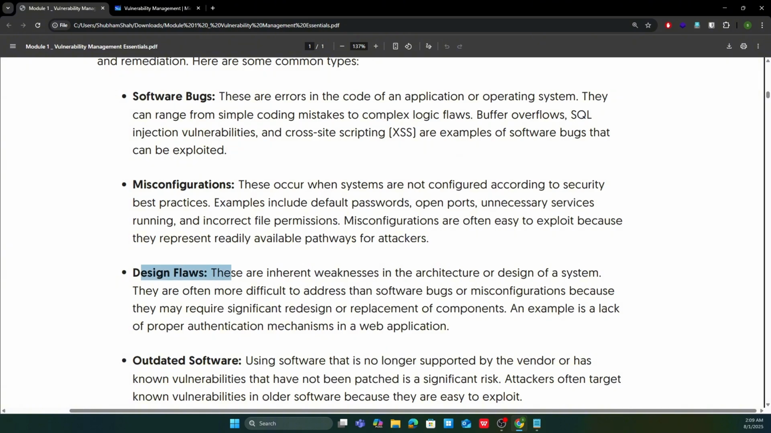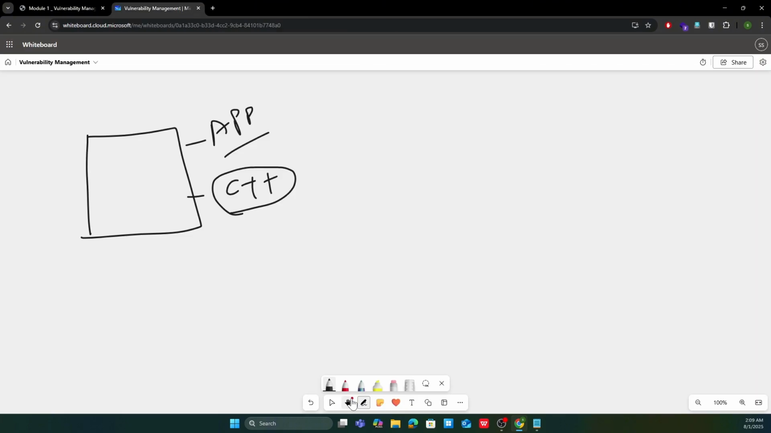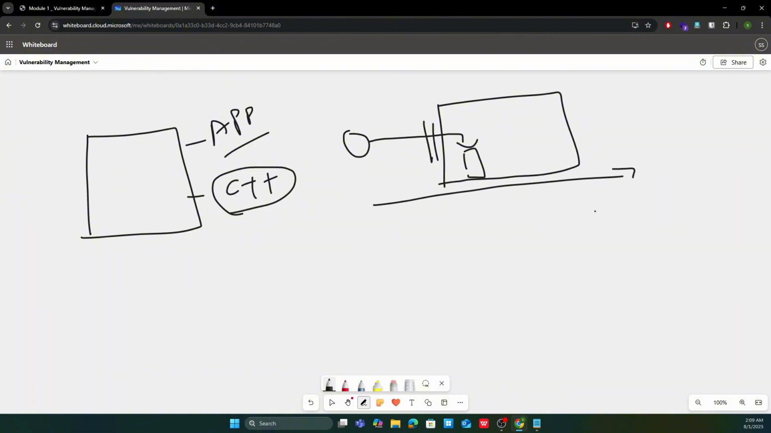There can also be design flaws. Design flaws mean the architecture itself has some flaw. For example, we have an application that is running a database, and any user from the internet can access this particular database without authentication. This is not a good approach. So design flaws are inherent weaknesses in a system architecture.